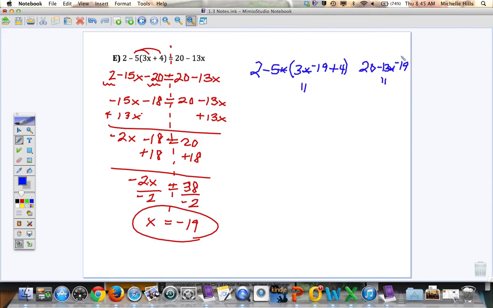So 2 minus 5 times in parentheses 3 times negative 19 plus 4. I don't have to close the parentheses on my calculator because there's nothing that follows that. And I get 267 on that side of the equation. And then 20 minus 13 times negative 19 is also 267. So when I substitute negative 19 in for this x and calculate this side, and in for this x and calculate this side, they're both equal, which means that negative 19 is the solution to my equation.